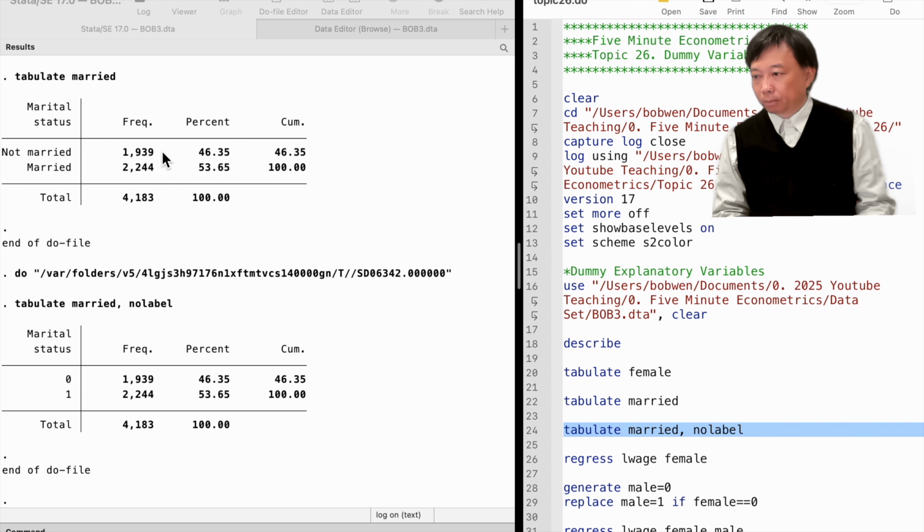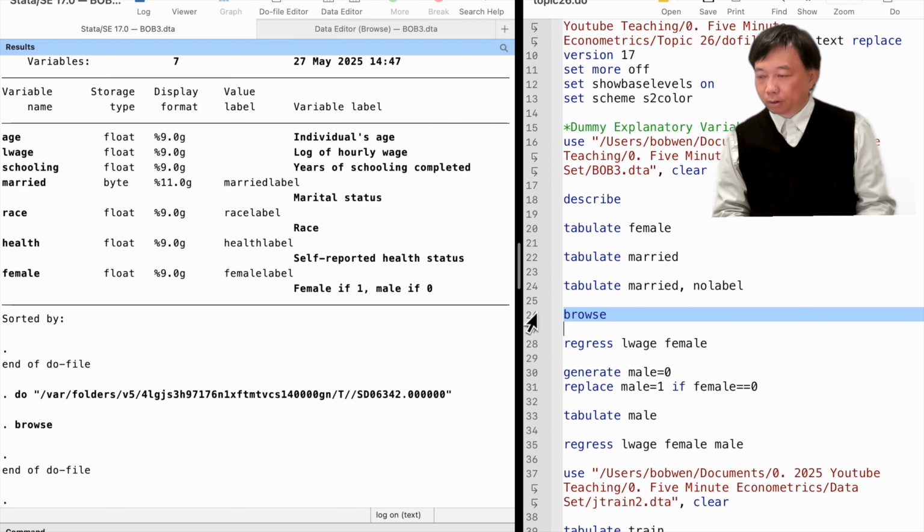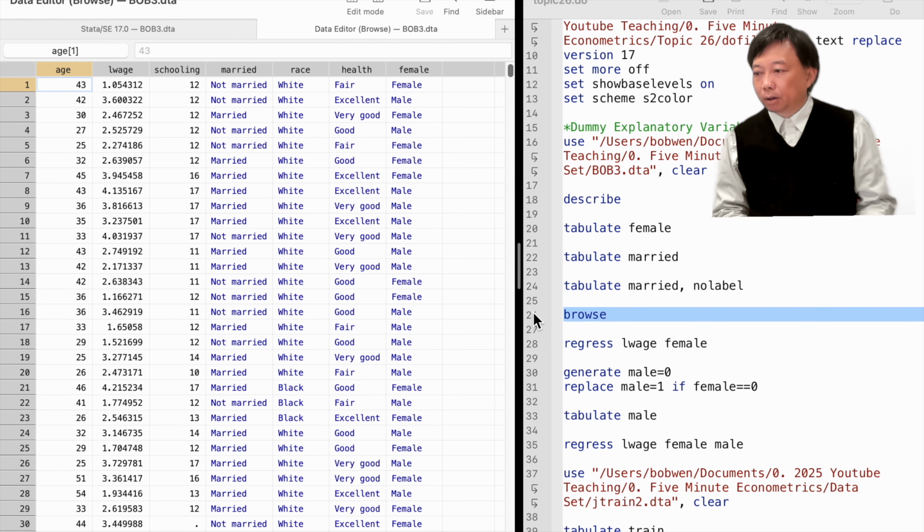Binary variables, also known as dummy variables, represent qualitative factors. By contrast, continuous variables describe quantitative factors. In this dataset, age, log hourly wage, and years of schooling are continuous variables. They can take many values.